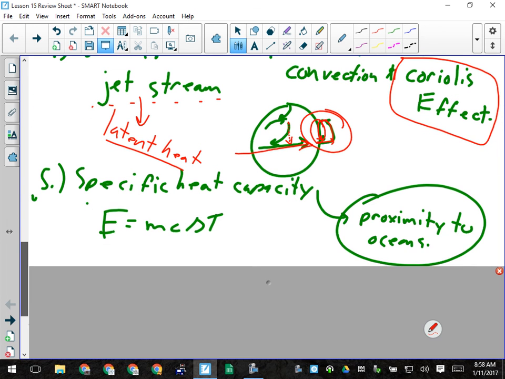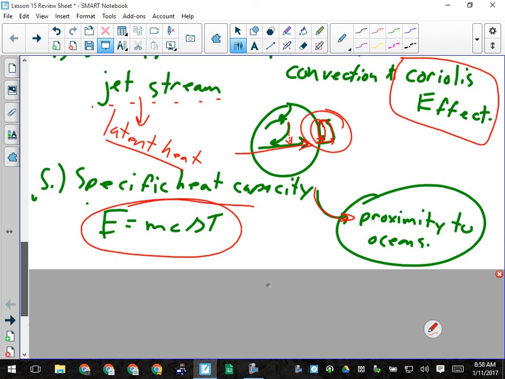Then we talked about specific heat capacity, and one of the reasons why proximity to oceans is a factor that affects climate is because the ocean has a very high specific heat capacity, and it's made of water. That means it can absorb a lot of energy, but it can also give off a lot of energy without changing its temperature. So we need to know what specific heat capacity is, and then obviously solve problems using that formula.